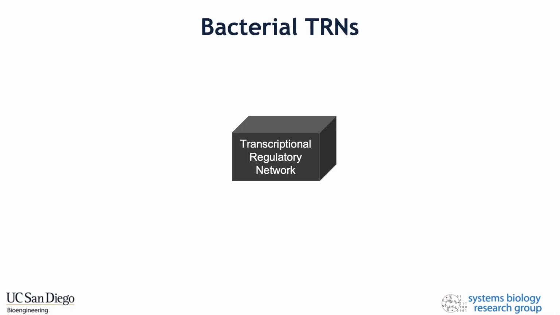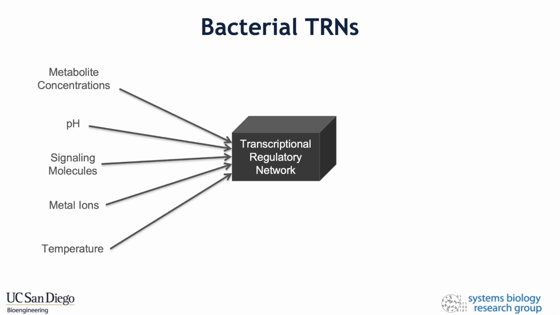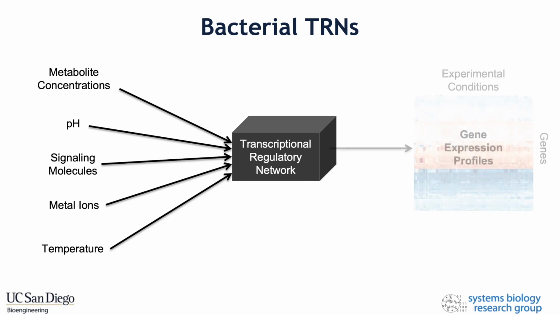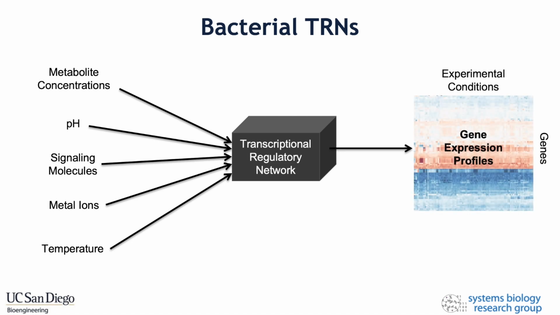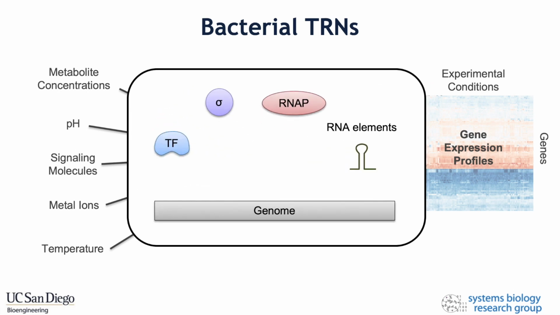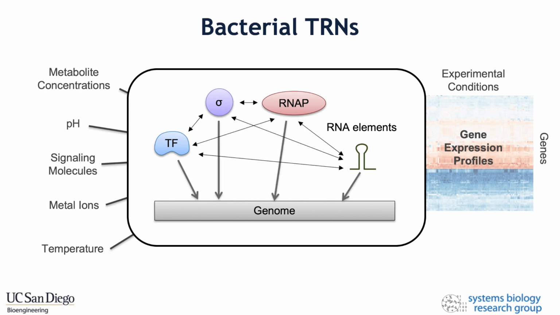The Transcriptional Regulatory Network, or TRN, is an information processing unit that takes in metabolite concentrations, pH, signaling molecules, etc., incorporates all of this information, and outputs an optimized gene expression profile for the experimental condition. In bacteria, TRN elements include transcription factors, sigma factors for transcriptional initiation, riboswitches and RNA elements, and RNA polymerase itself. It's the interactions between these elements, the environment, and the genome that comprise the TRN.